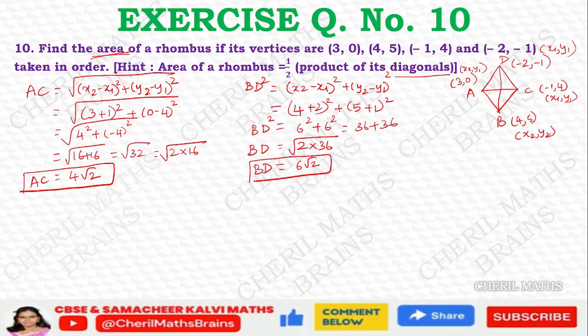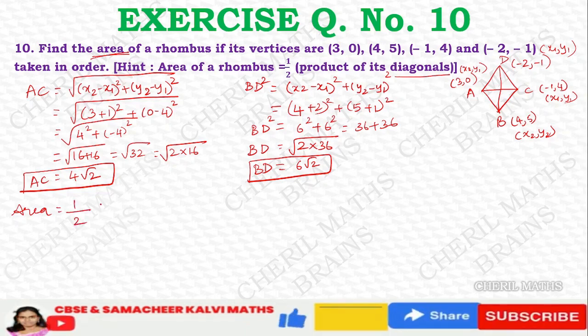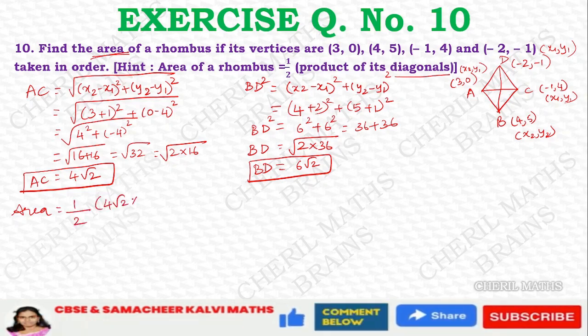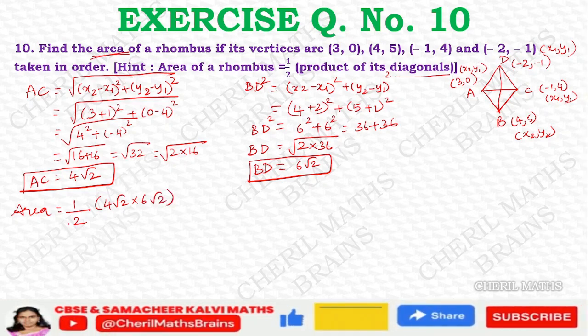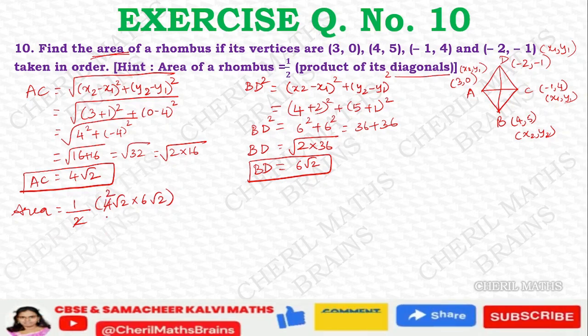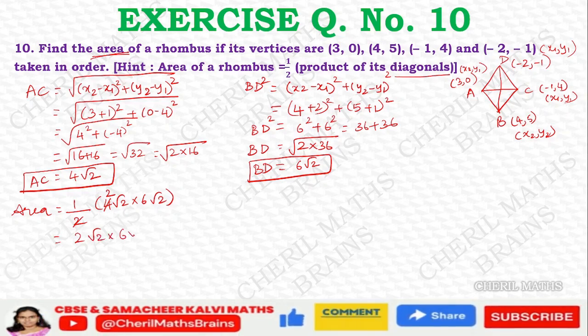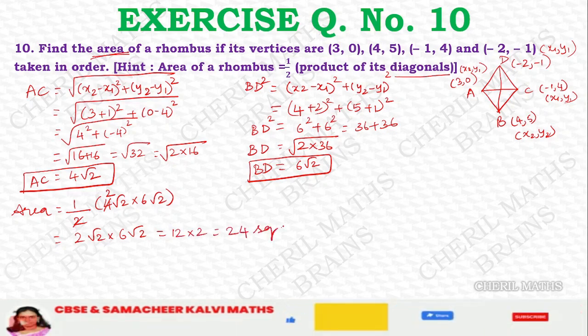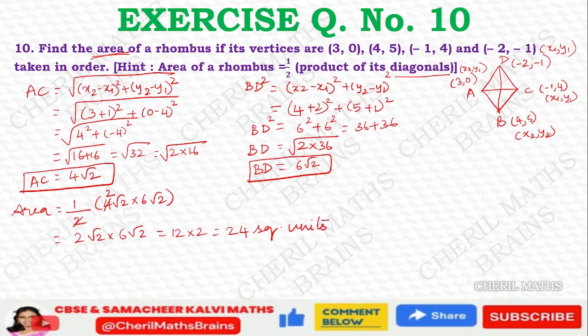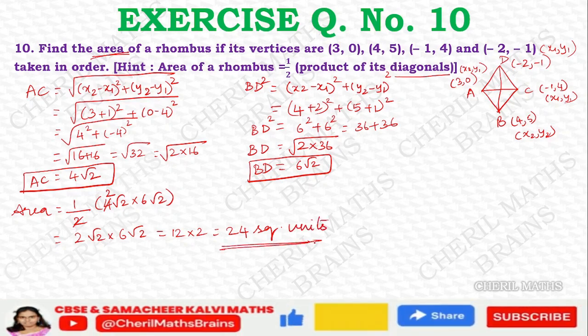Now we will use the formula. For area it is what? Half into product of its diagonals. So half into 4 root 2 into 6 root 2. So 2's are 4. Okay, so here the answer will be 2 root 2 into 6 root 2. So it will be 6 2's are 12 into 2, which will be 24 square units. Remember to write the units also, children. Since it is area, it will be square units only. So this is how we'll have to do it, children.